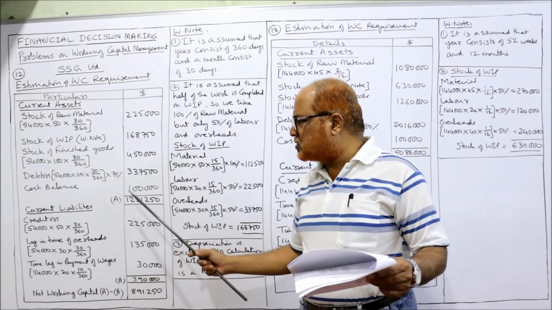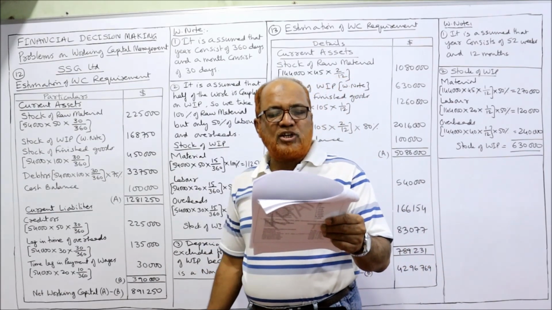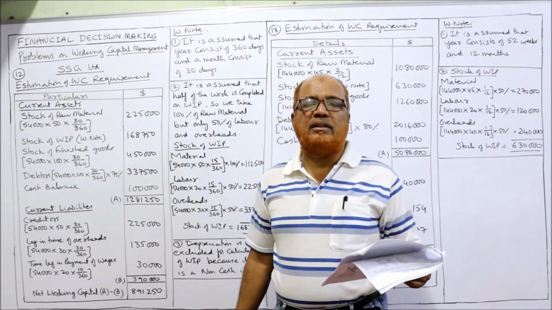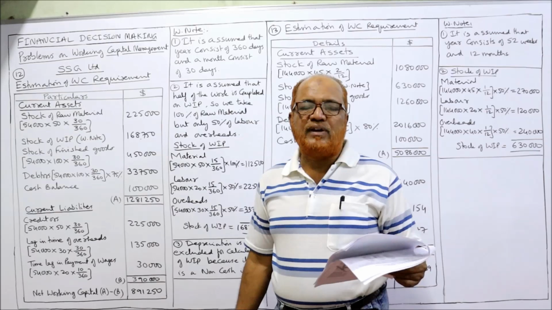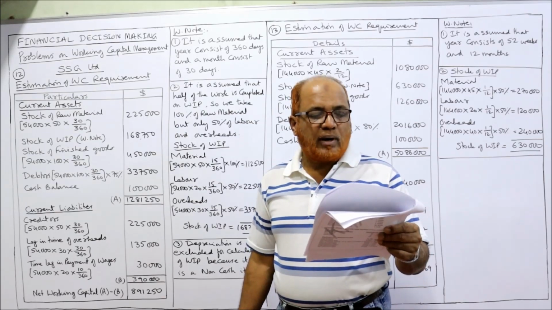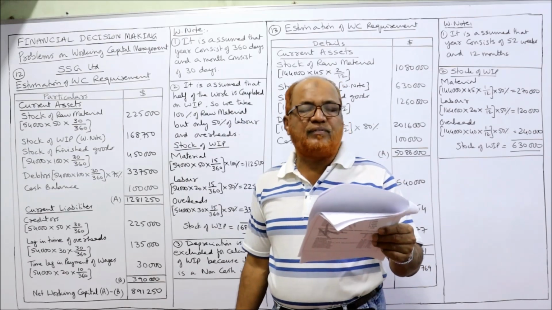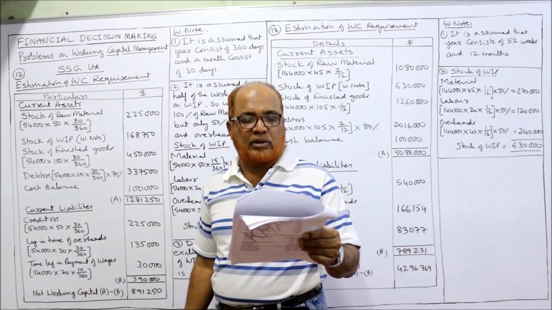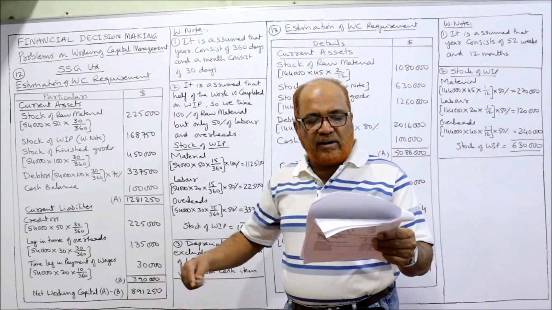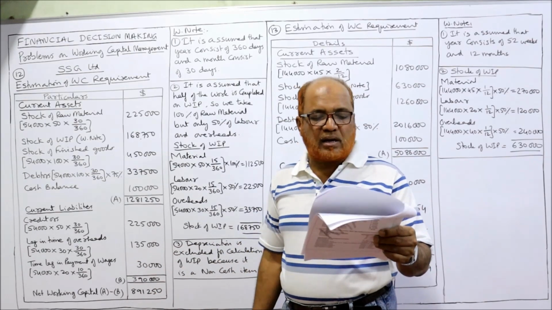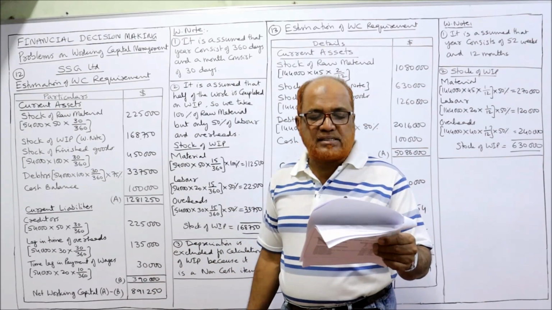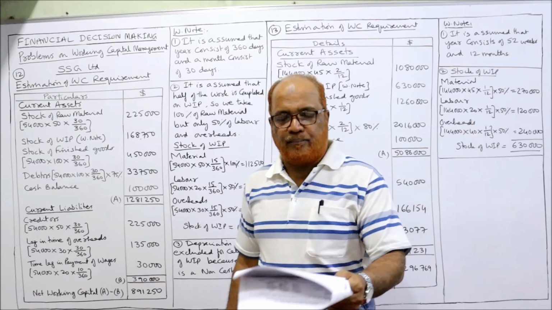We'll take the cash balance as 1 lakh. Then finished goods lie in the warehouse for 1 month. So stock of finished goods is 1 month. Then you are required to prepare a statement of working capital needed to finance a level of activity of 54,000 units of output. Production is carried on evenly throughout the year, and wages and overheads are accrued similarly. State your assumptions if any clearly.